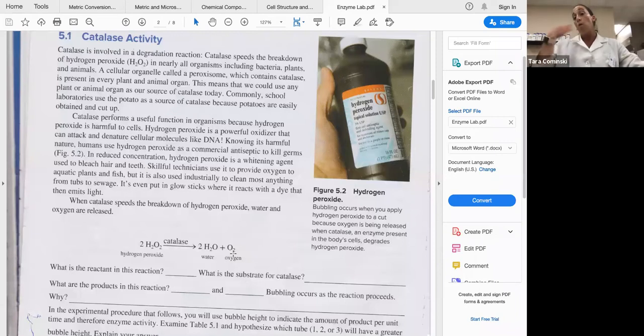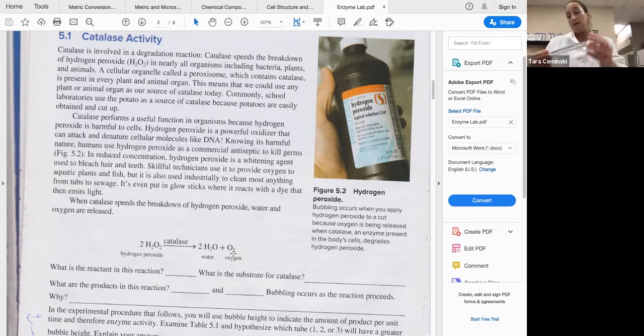And so what we're going to be doing in this lab is we're going to try to measure the amount of oxygen, in the form of bubbles, that's produced. So if we see more bubbles, that indicates an increase in enzyme activity, right? The enzyme is breaking down more substrate, okay? So that's really the basis of what we're measuring. We're measuring the amount of bubbles. It is not an exact scientific measurement by any means, but it's a way of visualizing this.